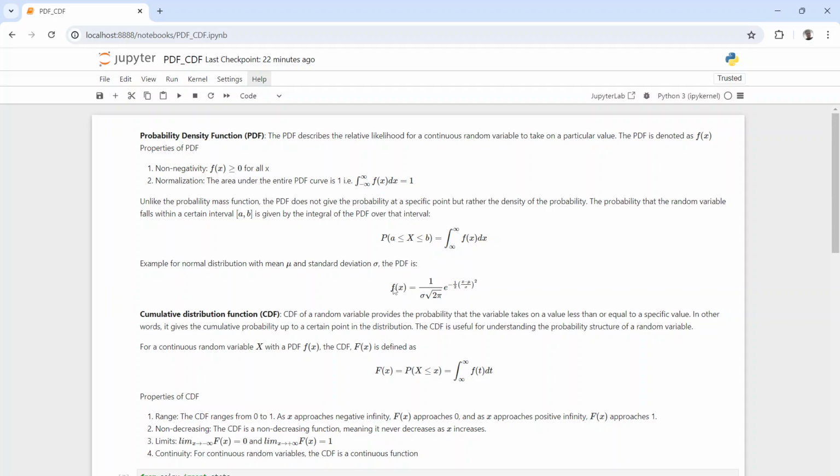One example of a PDF is a normal distribution having mean mu and standard deviation sigma. In this case, the PDF can be expressed using the following expression.